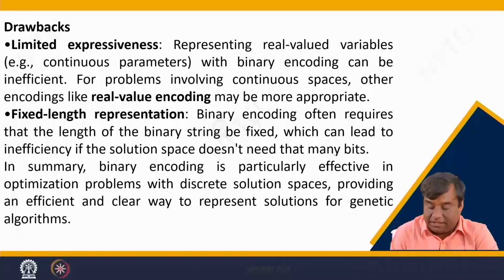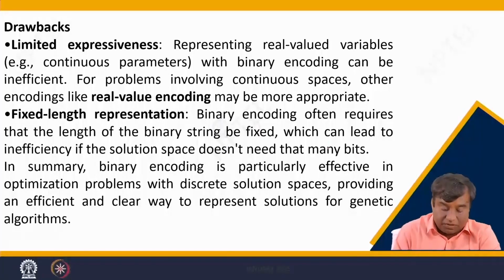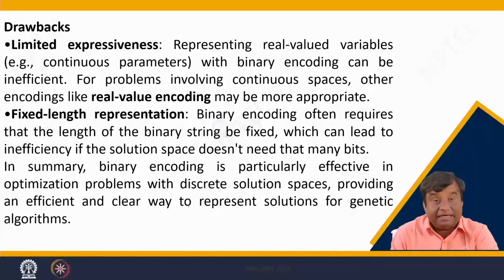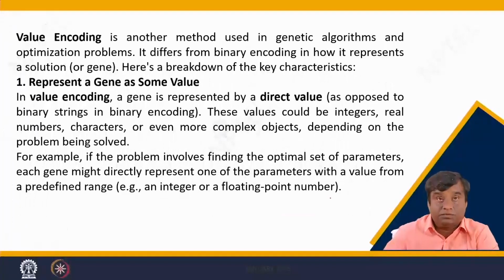In summary, binary encoding is particularly effective in optimization problems with discrete solution spaces, providing an efficient and clear way to represent solutions for genetic algorithms. The second encoding technique is value encoding. Value encoding is another method used in genetic algorithms and optimization problems. It differs from binary encoding in how it represents a solution or gene. Here is a breakdown of the key characteristics.